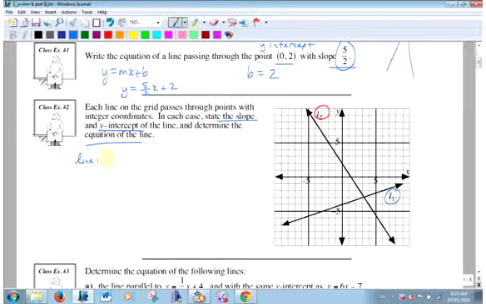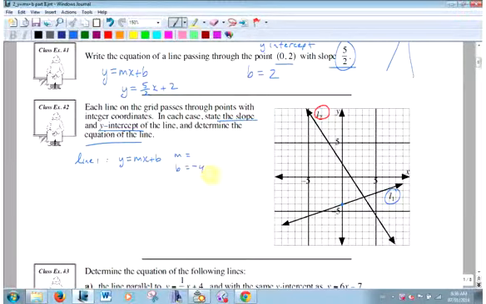So line 1, I want to write it in this form. I need to know the slope and I need to know the y-intercept, and then I'm done. I just substitute those in the equation. Where's the y-intercept? Right there. Graphically, there it is. Nothing to figure out. Just look. Where does it cross the y-axis? At -1, 2, 3, 4. That's -4.